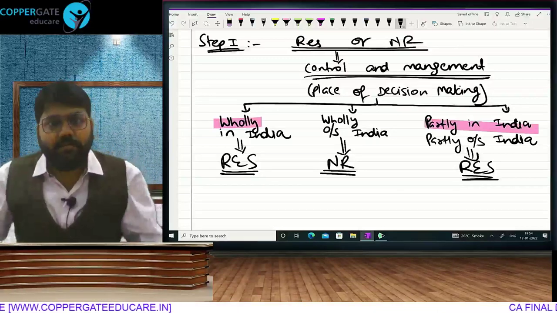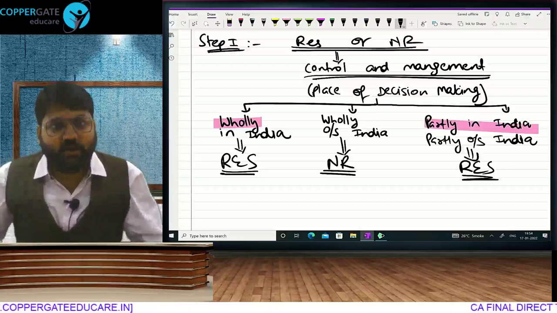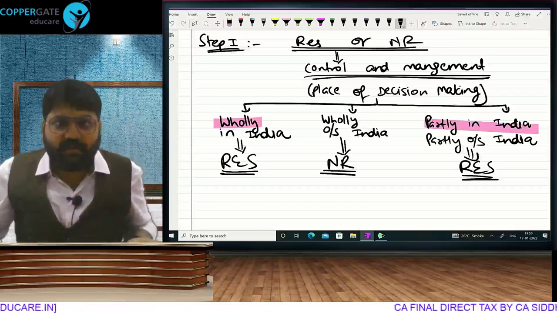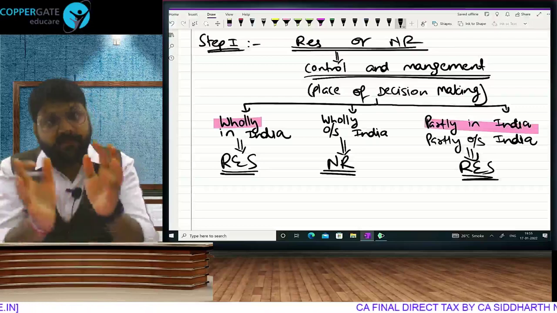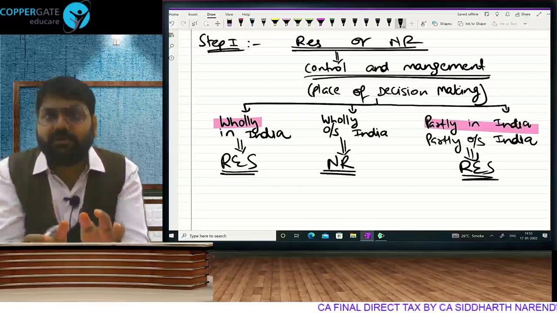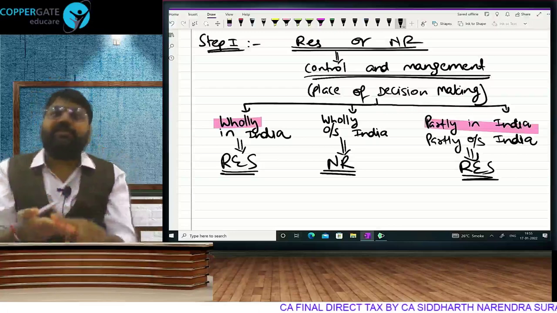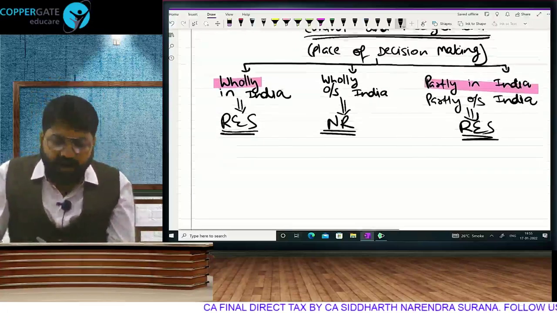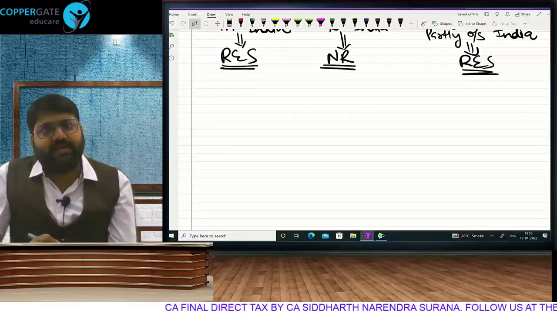They will ask you, what are you? You are a resident or non-resident? If you say, I am resident, that means you are honest. You are willing to pay tax. If you say, I am non-resident, they will investigate. And if found false, then tax, interest, penalty, jail, everything will happen. Okay. So, finally, how do you decide whether HUF is resident or non-resident?